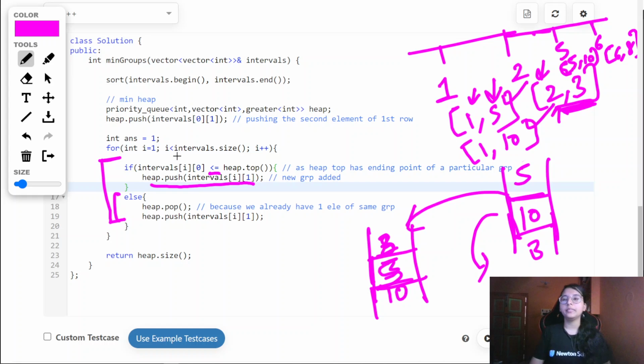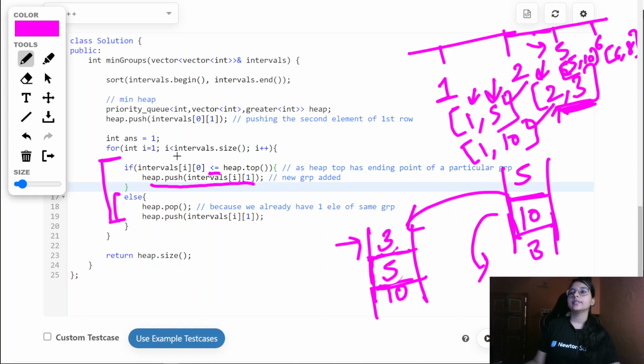So now next we will be checking for interval of I 0. Now we are at this 5, 10. So we can check that 5, since I of 0, is basically greater than our heap top, right? Because at our start we are having 3 and 5 there. So here we are having this 5 and at heap top we are having 3. So this condition is not satisfied.